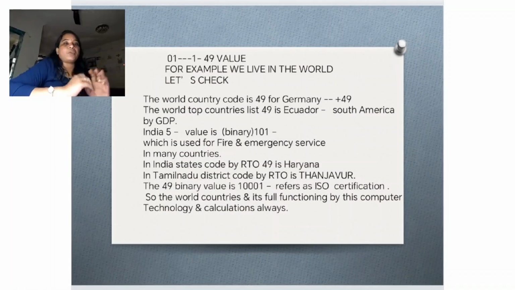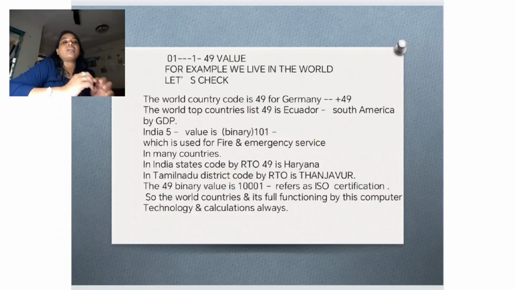For example, 0 1, this is your binary value. Binary means 2 bits, zeros and ones. So the ASCII value of the decimal value 1 is 49.